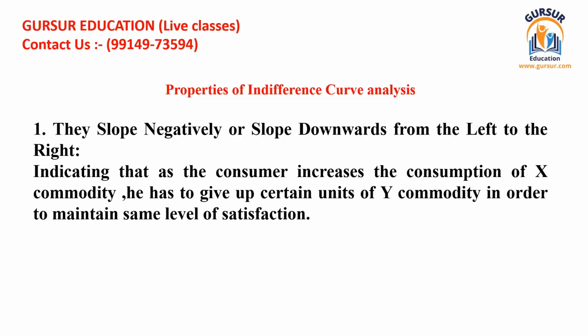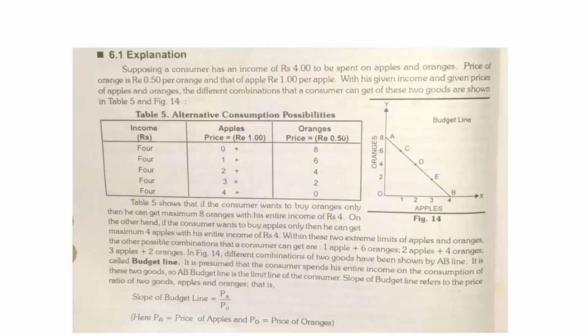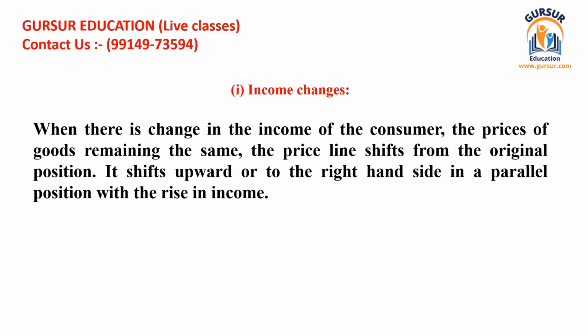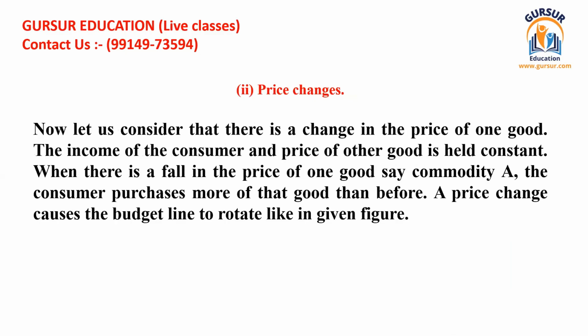Then we understood the properties of indifference curves analysis. In total there were 6 properties, and these are very important. These can be asked in the examination. Then we learned about the budget line or price line. That was very important to understand, because only then you shall be able to understand the consumer equilibrium position. Then I taught you how this shifts. There are only two reasons: sometimes your income can be increased or decreased, and sometimes prices can be changed.